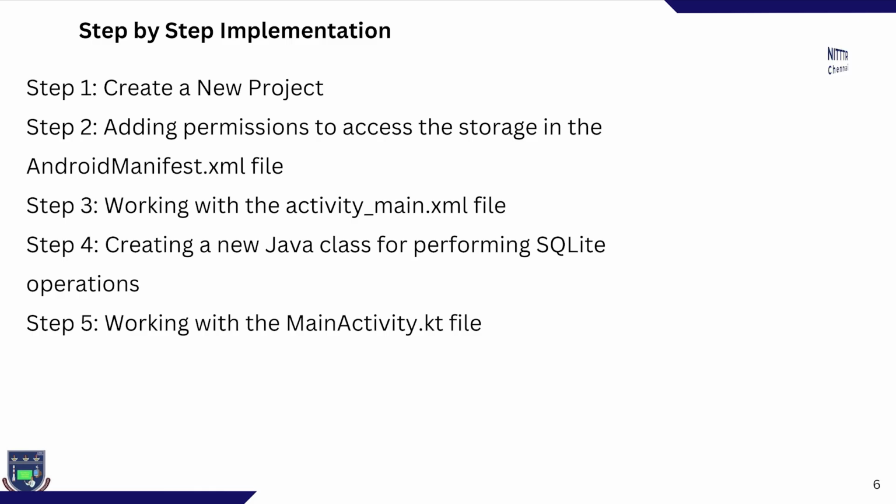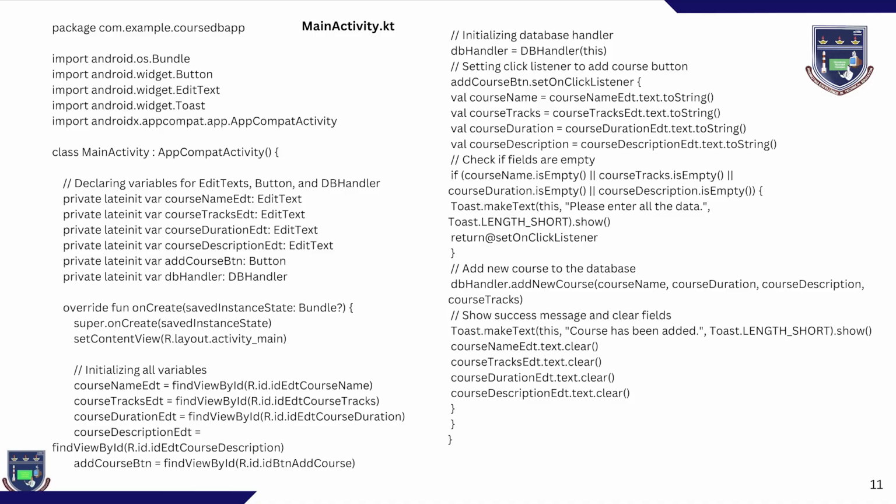Next we will move to step 5. This is about working with the MainActivity Kotlin file. For that, first you have to go to the MainActivity.kt file and refer to the code. Let us quickly go through the MainActivity file. This is where we connect our application user interface with the SQLite database. First we have to declare our EditText fields, the add button and our database handler also. In the onCreate method, we initialize these views using findViewById and set up our database handler to handle the database operations.